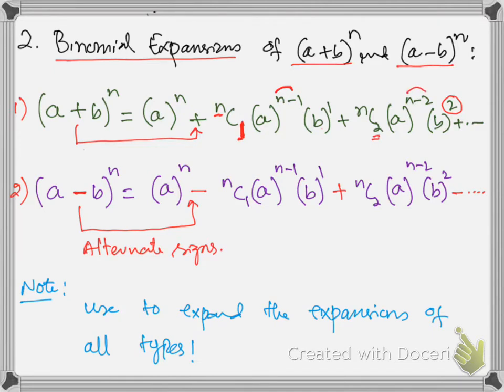When we have a negative sign in the expansion between the terms, then the signs must alternate. And the rest of the things are the same. Use these two theorems to expand the expansions of all types.